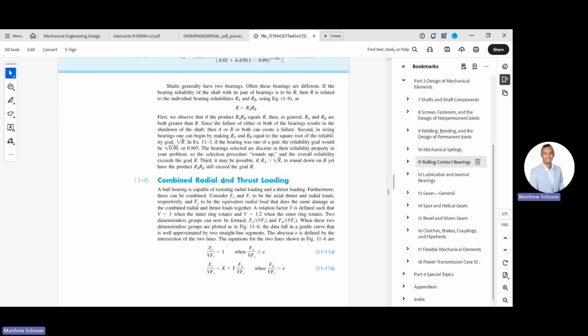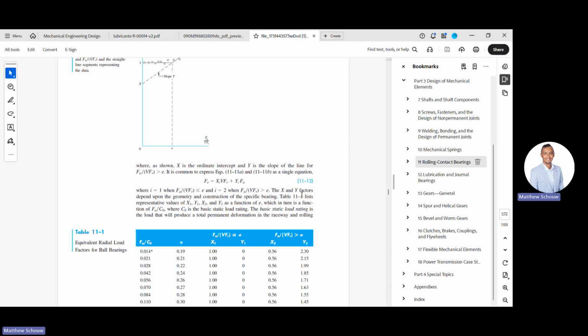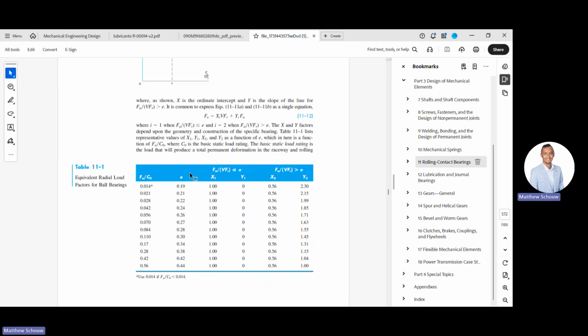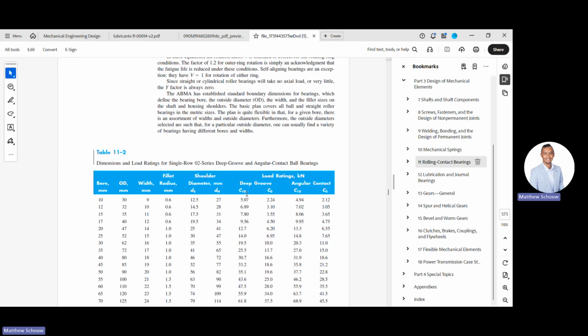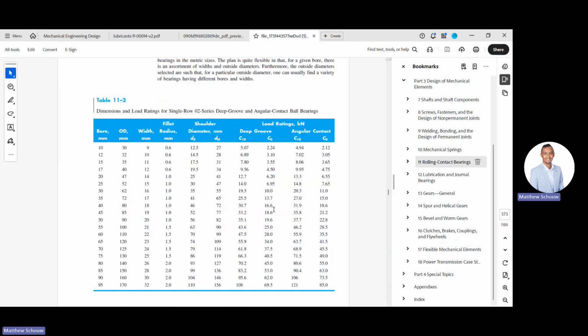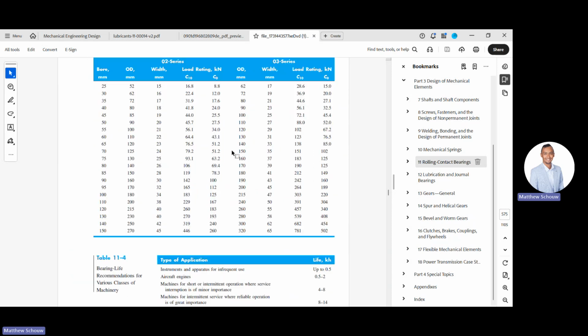And this is the combined radial load and thrust loading, right? The loading we did, the same factors, same applies over here. And the X and Y factors depend on geometry and construction of the specific bearing. And same tables apply. Can you see the deep groove, angular contact, what they call the dynamic C10, and then your static C0. Again, they talk about self-aligning bearings that will have V equals 1. It's all the same things.